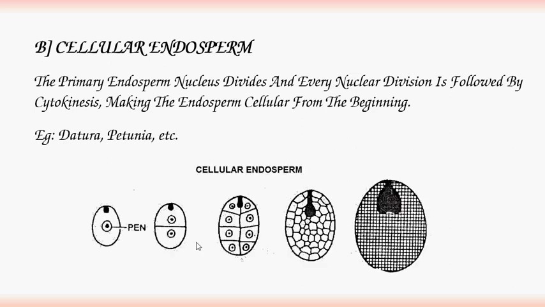Let's observe the photograph. Embryo sac, PEN, primary endosperm nucleus. The nucleus divides and forms two nuclei. Immediately they are separated by a cell wall. So it is considered cellular endosperm.